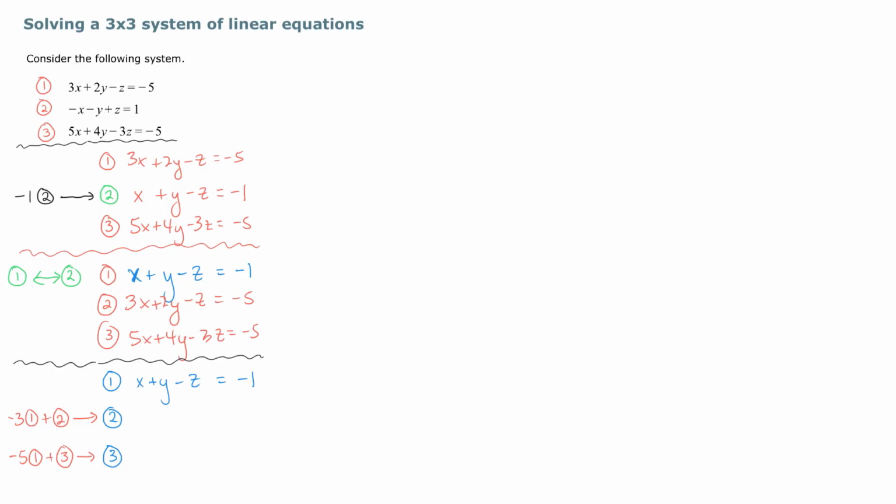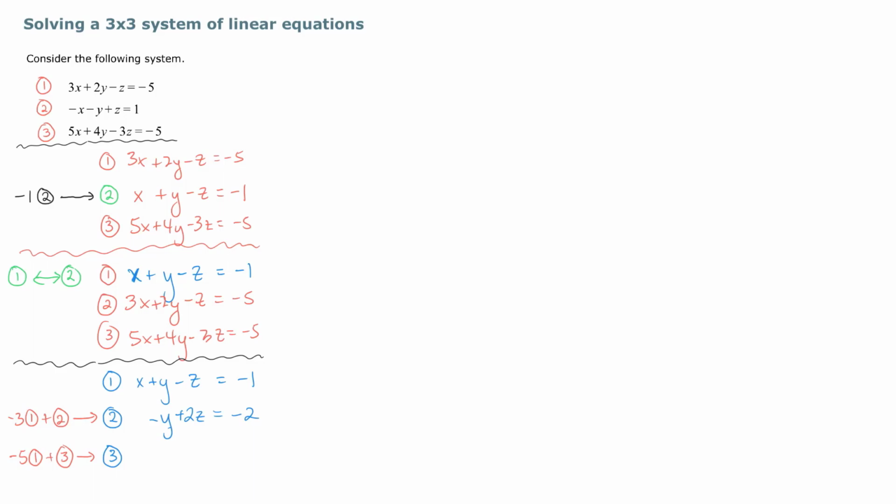So when you do negative 3 times equation 1 plus equation 2, you're going to get 0 times x, which is 0. You're also going to get negative 3y plus 2y, so you get negative y. And I'm going to get 3z, subtract a z, so plus 2z is equal to 3 plus a negative 5. Negative 3 times equation 1 will give you a positive 3 plus a negative 5. So that's a negative 2.